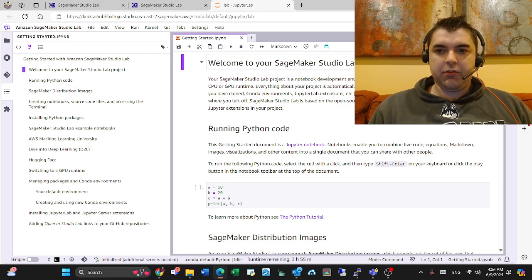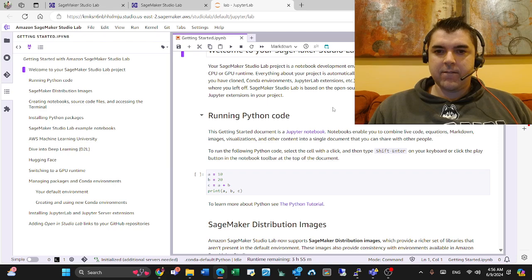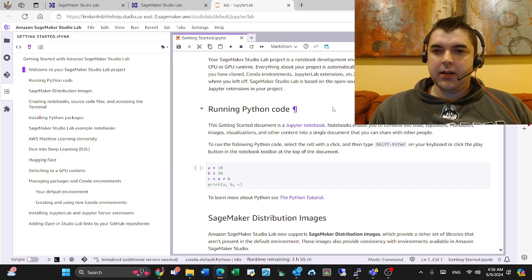Welcome to your SageMaker Studio lab. It's got a CPU and a GPU.